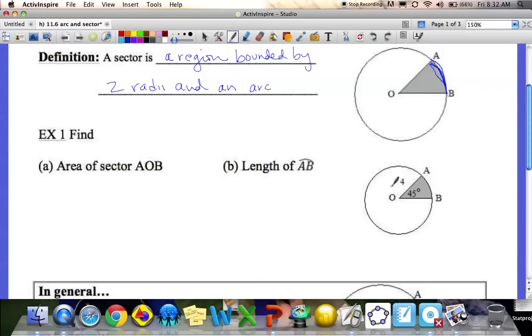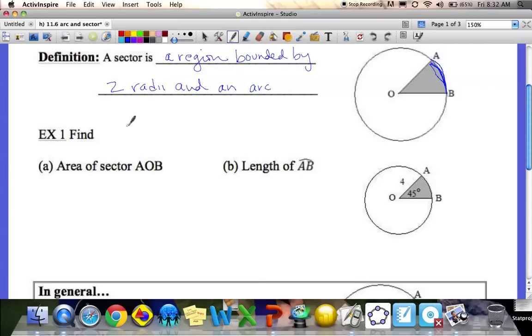Let me see, do my notes look like yours? Mine are a little bit different. So we're looking at what yours says.